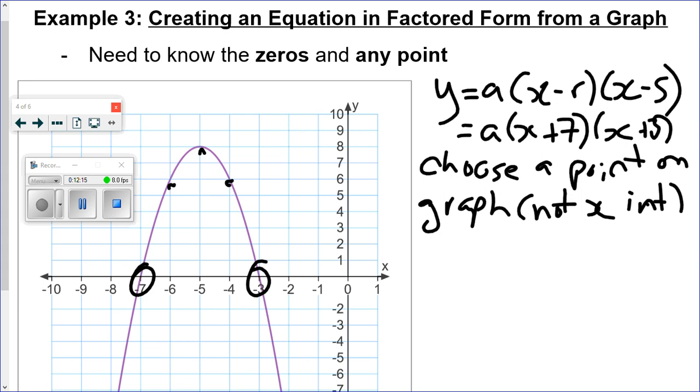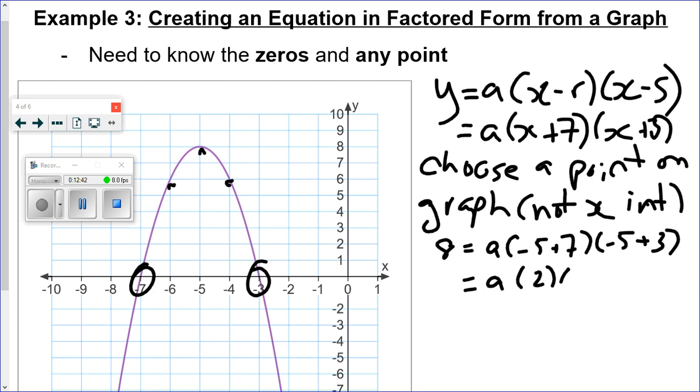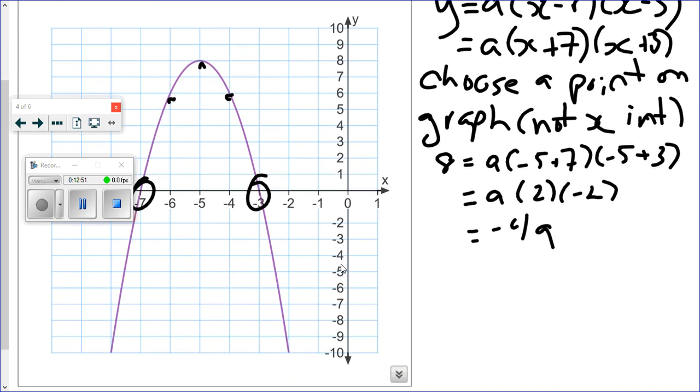Just because I've already worked it out, I'm going to use the vertex. So it means that 8 equals A, 7 minus 5 plus 3, and we're going to solve. Remember your BEDMAS. Oh, that's a really badly written 4. There we go. Staring at that, trying to figure out what it was.